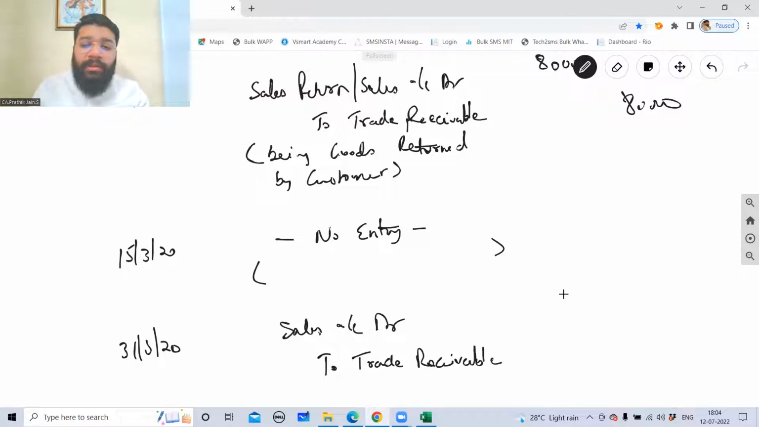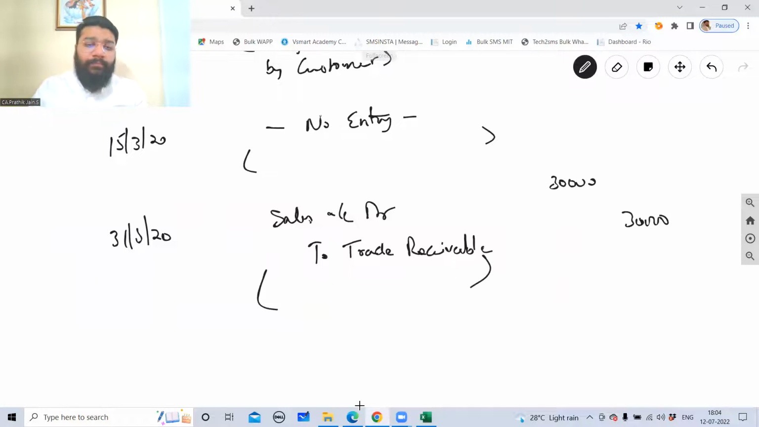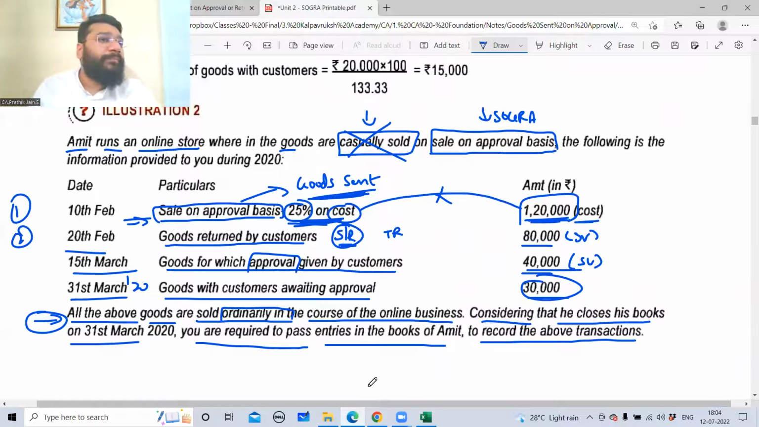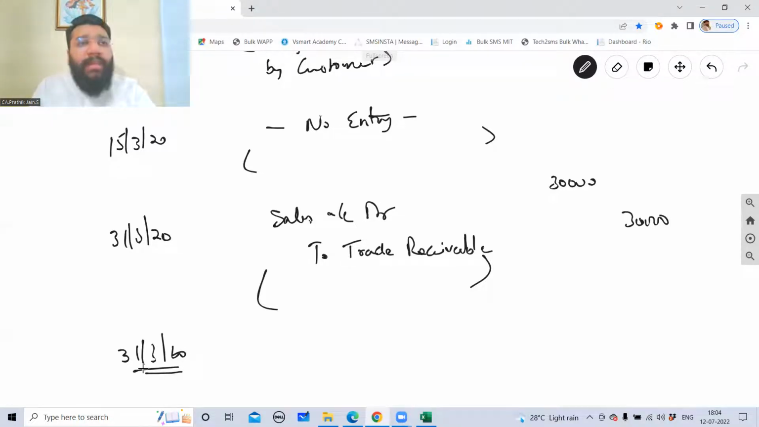Trade receivable, 30,000 rupees. Any problem here? No, sir. Next, on the same day, 31st of March 2020, we have to pass an adjustment entry for recording the closing stock. In a normal business scenario, what is the entry for closing stock? Closing stock account debit to trading account.